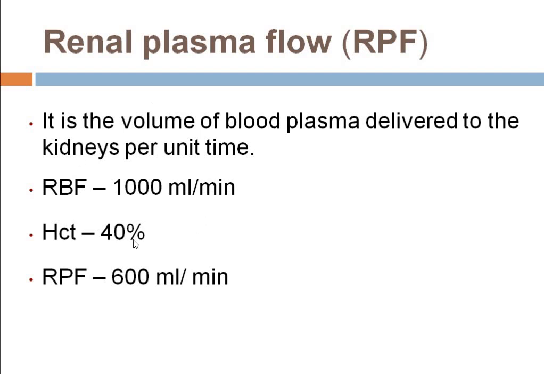We know that hematocrit is approximately 40%. So how much is the plasma left? 60% of it. So renal plasma flow is approximately 600 ml per minute. This is not the exact value, this is the approximate value, just to simplify your calculations. So renal plasma flow is 60% of the renal blood flow, and it is actually the plasma which is delivered, because it is the plasma which is going to be filtered. As we all know, the cellular components are not normally filtered by the kidneys.